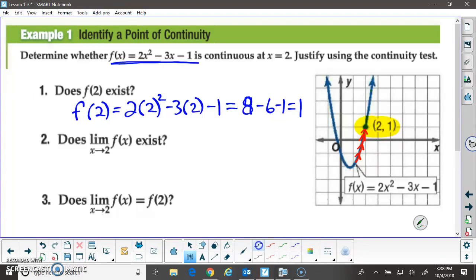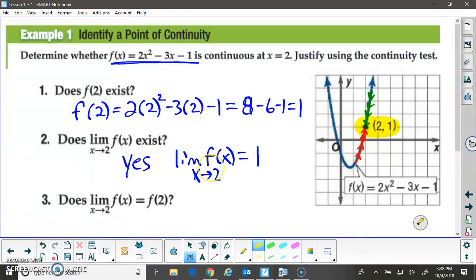And as you approach x equals 2 on the right, it's getting closer and closer to a height of 1. So, does the limit of f of x exist? Yes, because the limit of that function as x approaches 2 on the right and the left both get closer to 1. And then step 3, does the limit of f of x as x approaches 2 equal f of 2? Well, yes, because this value is the same as this value. So this is the continuity test.